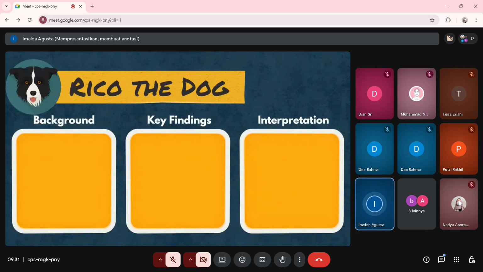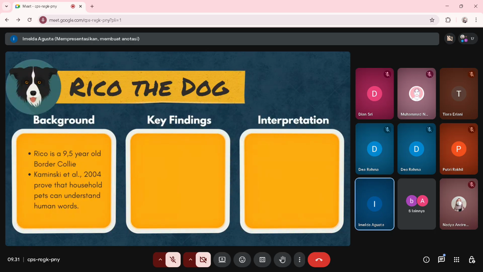Okay, now we stop talking about the bird. Now let's talk about Rico the dog, also a smart and intelligent dog. So Rico is a 9.5-year-old border collie, and he became famous in animal language research. Basically, because researchers wanted to see if pets like dogs can actually understand human words, not just simple commands like sit or stay. So they were curious about how far a dog's language ability can go.